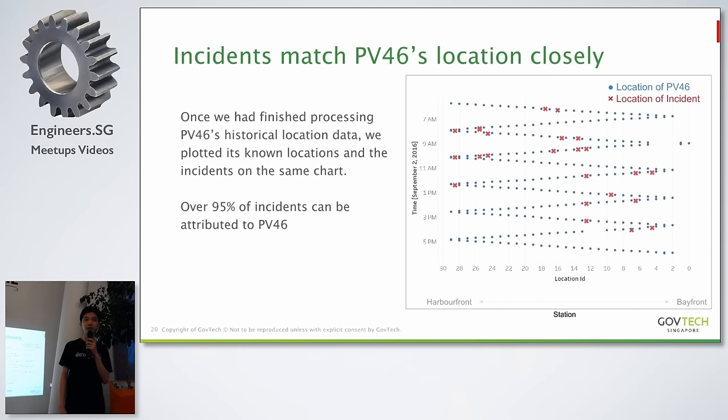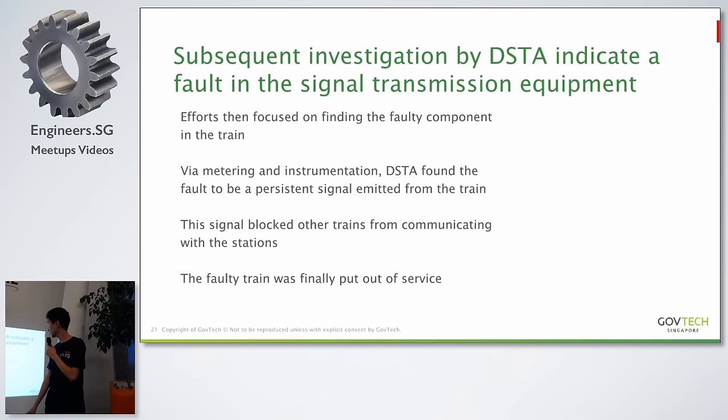When we had even more data, we plotted the incidents along with the known time and position of the faulty train. Then we could see that over 95% of incidents were caused by this faulty train. And the remaining 5%, well, there's a baseline level of interference that SMRT is willing to accept, and who knows what they're caused by. DSTA also independently came up with similar conclusions.